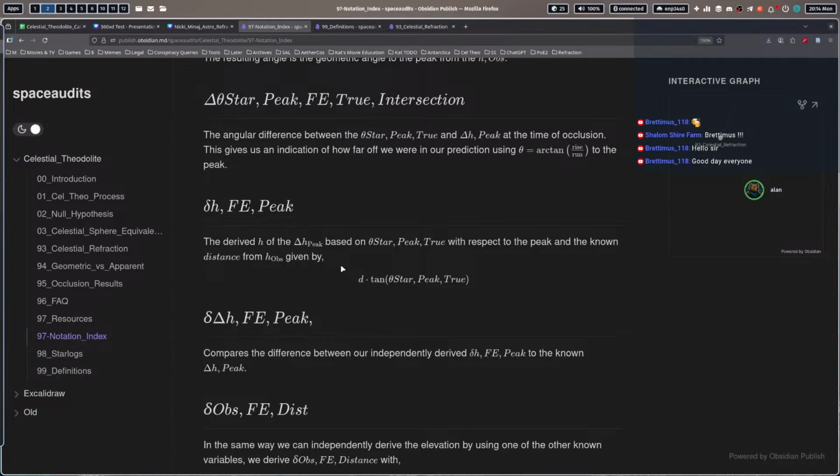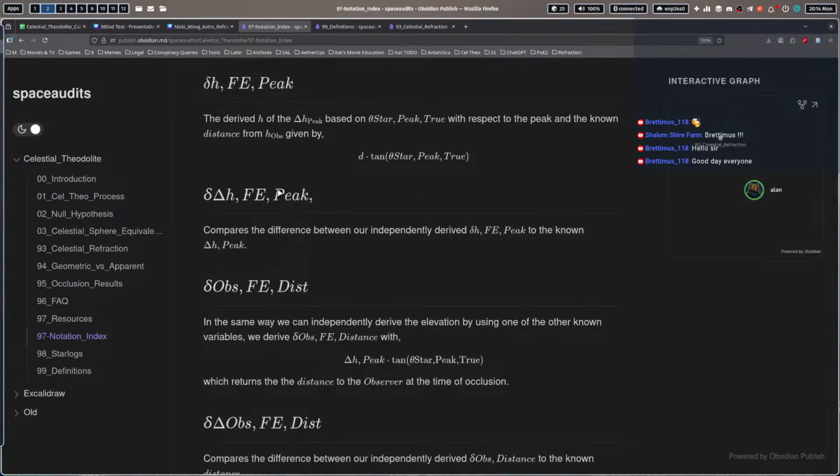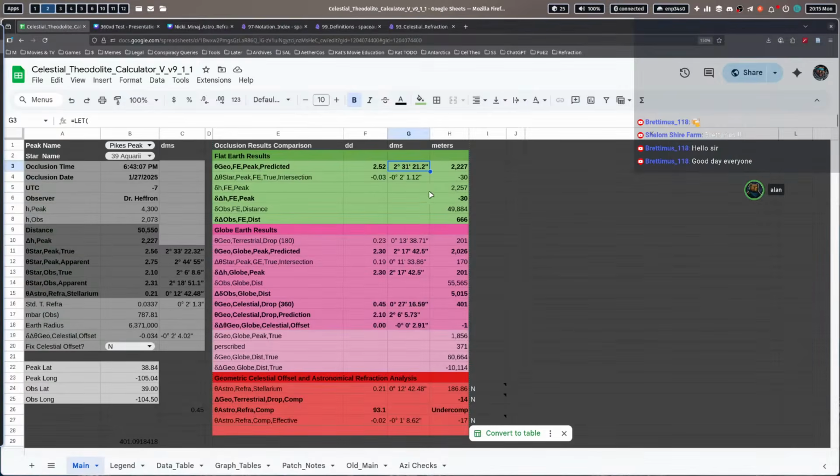And what we get with that, we will do the double delta H of the peak, and that is the amount that we derived minus the true amount, and that tells us how much we were off by. So when we do the trig function for that, we get this, we're off by 30 meters. We're above the peak by 30 meters, essentially.